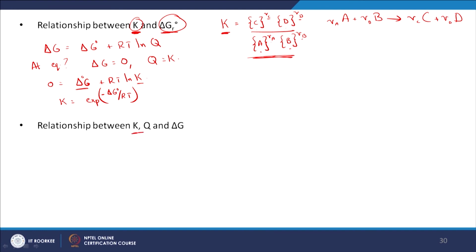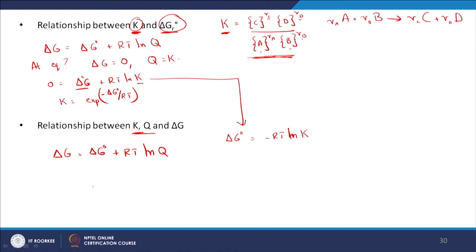So, here I guess the second case is we are trying to develop a relationship between K, Q and delta G. So, let us see what we have here. We have delta G equal to delta G naught plus RT natural logarithm of Q, right. And we know that delta G naught is equal to minus RT natural logarithm of K, that is from more or less this particular equation here.